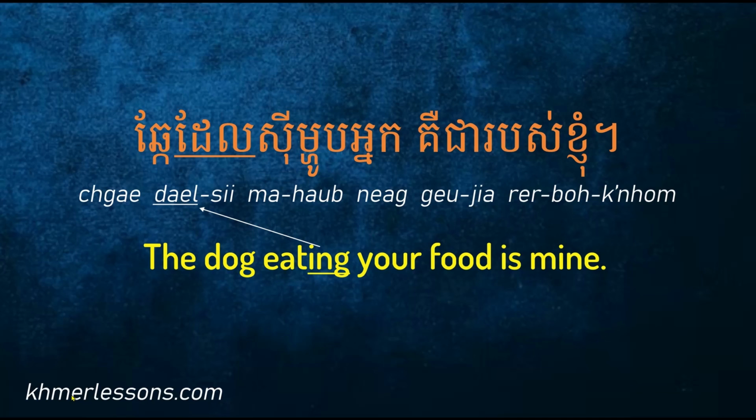Sometimes you can use this word with people as well, but I recommend you not to, because it's a bit rude. With animals we say ស៊ី, and eating in this case is ដែលស៊ី. The dog eating is ឆ្កែដែលស៊ី, and ម្ហូប is food, បាទ. And របស់ខ្ញុំ is a possessive pronoun, it means mine. In this case you cannot skip របស់, because it is a possessive pronoun, so you have to say the whole word. Now again: ឆ្កែដែលស៊ីម្ហូបអ្នកគឺជារបស់ខ្ញុំ.